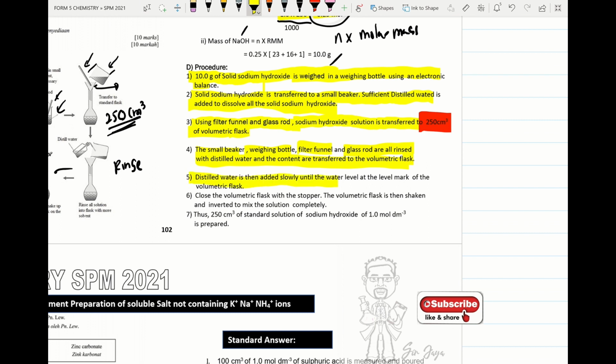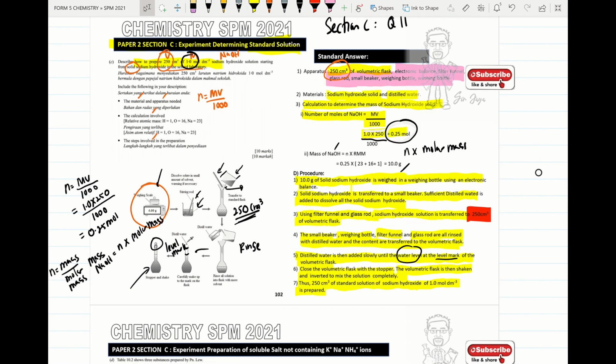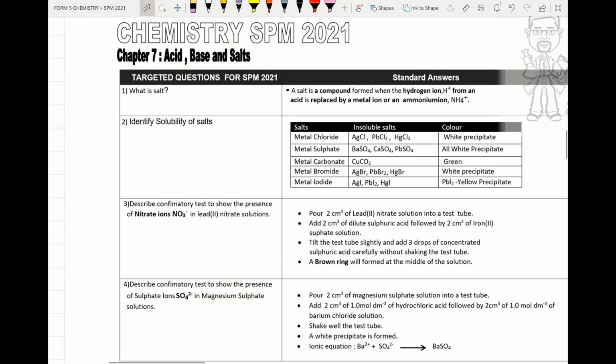The distilled water is then added slowly until the water level reaches the level mark of the volumetric flask. Close the volumetric flask with a stopper. The volumetric flask is then shaken and inverted to mix the solution completely. Thus, 250 cm³ of standard solution of sodium hydroxide with the concentration 1.0 mol dm⁻³ is prepared. Please go through the answer. Please do more revision. Right, we move on to salt.